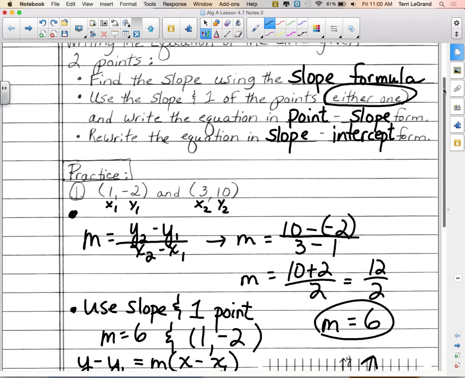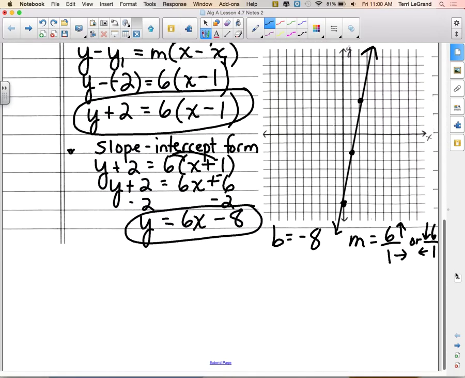1, negative 2, and 3, 10. Okay, let's see if they both work. 1, negative 2. Oh, look at there. There it is. It was one of our points that we actually plotted, isn't it? It's going through that point. Woo, feeling good about that.